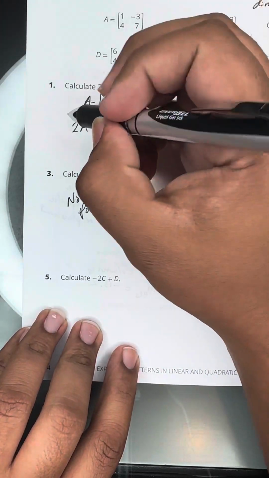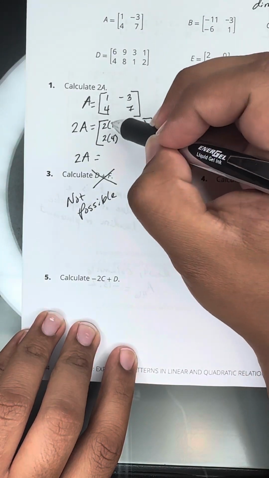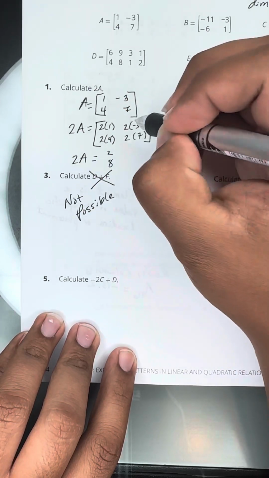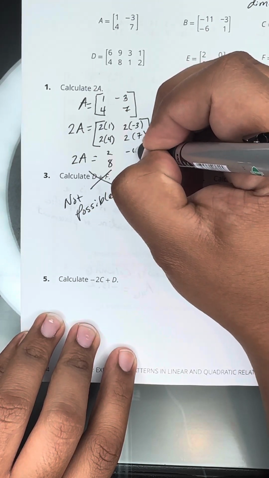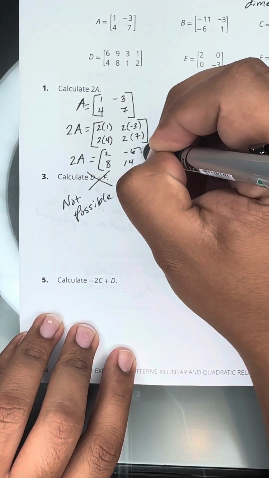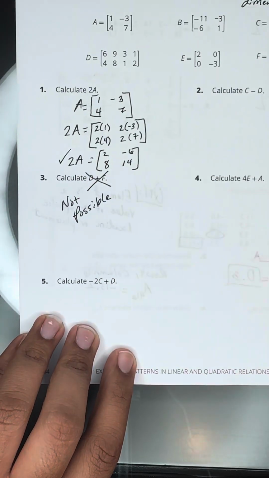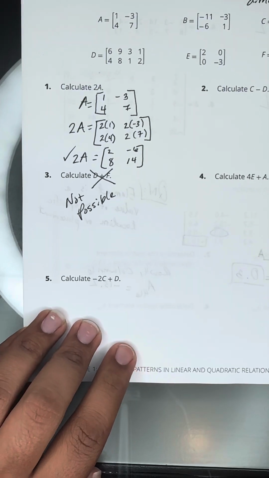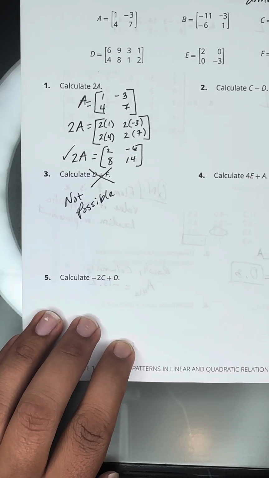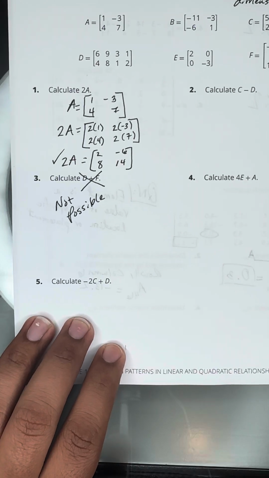If you know how to multiply without a calculator, great. If not, take out a calculator. 2 times 1 is 2. 2 times 4 is 8. 2 times negative 3 is negative 6. 2 times 7 is 14. And there's my answer. You don't need a circle or anything. You just know that this one's good to go. Give you a moment to think about it.